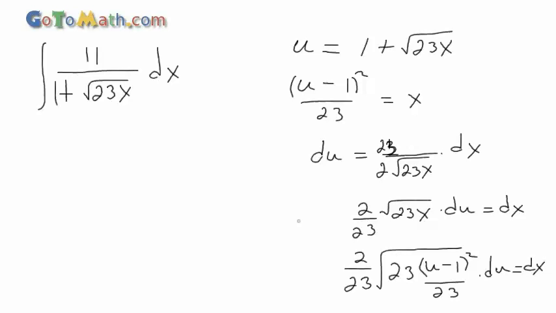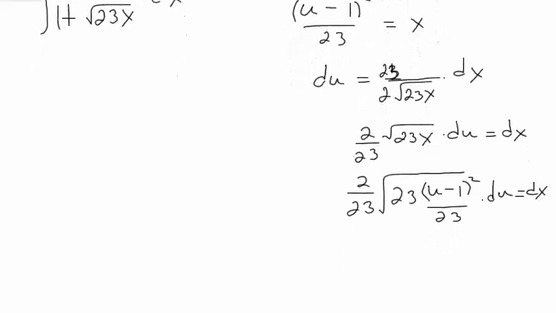So you can see now we can replace the dx with all of this stuff. Except here's the deal, we can actually simplify this quite a bit. These 23's cancel out, and we're square rooting a square, so that disappears. So we have 2 over 23 times u minus 1 du is equal to dx. Alright, it's equal to dx.